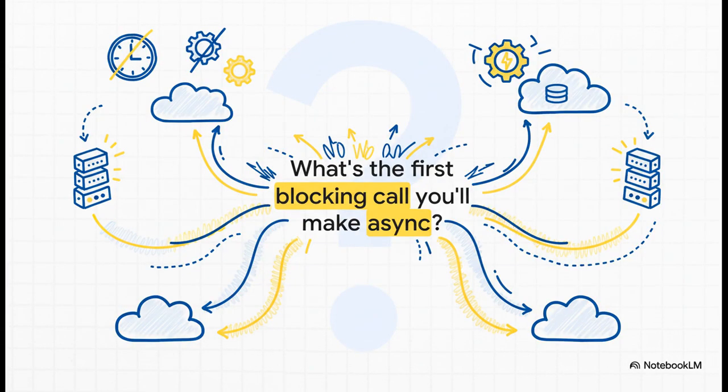So that's really the heart of async await. It's not about making your code run faster, not really. It's about making your application way more responsive and scalable by not wasting precious threads on just waiting. It turns that waiting time into productive time. Which leads me to one last question for you. Think about your own code right now. What's the first blocking call that you're going to go and change?